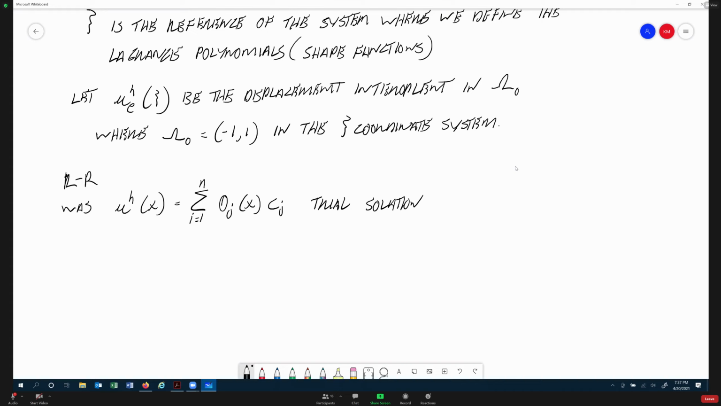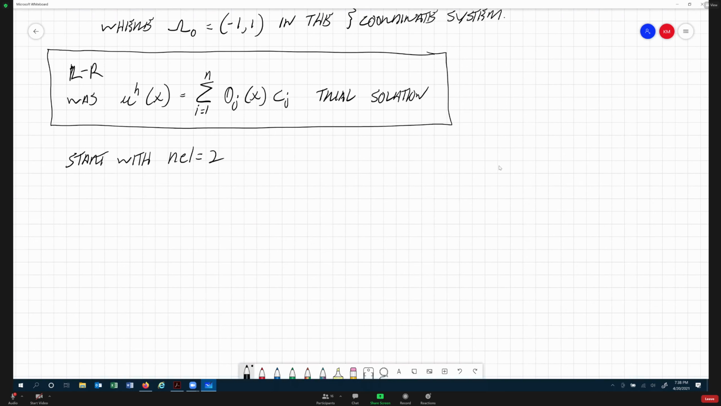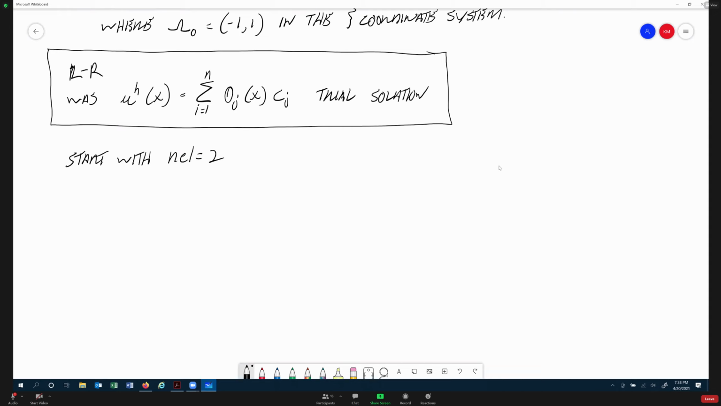So I'm going to box this because it's kind of an aside for this topic. Like I said, what we're going to do today is not really applied, but it kind of is. Start with nel equals 2. Okay, so we're talking about a single element, 2 nodes.